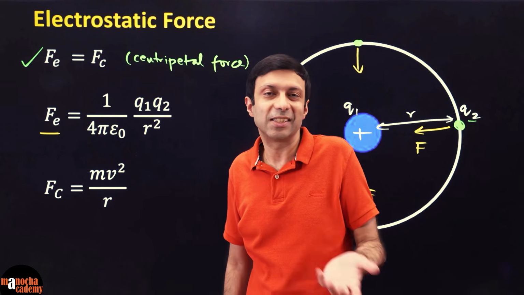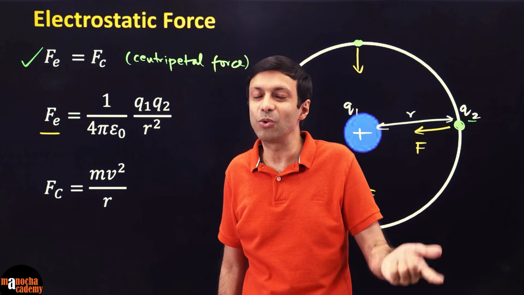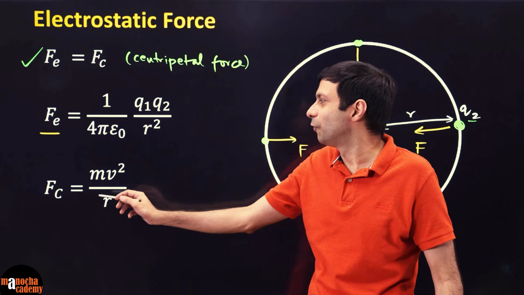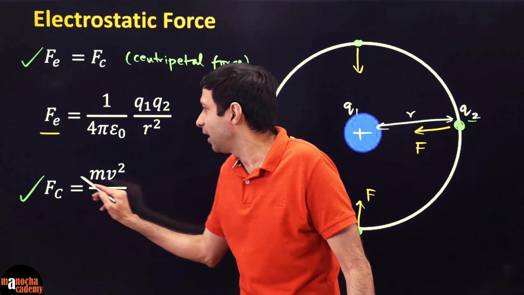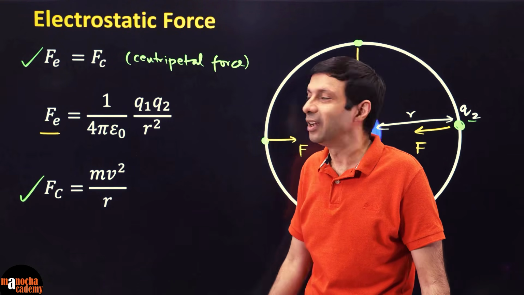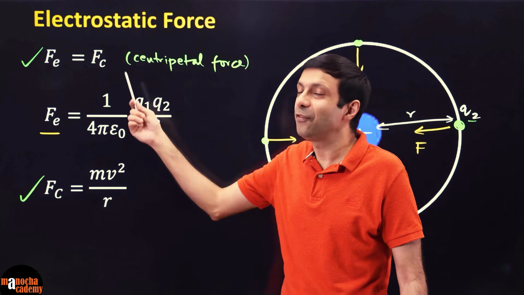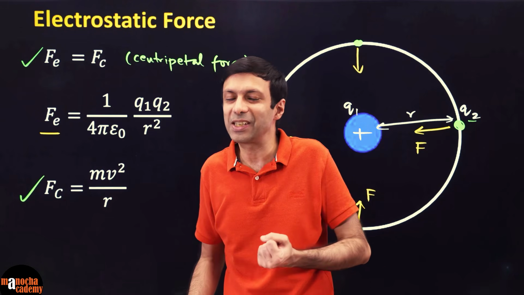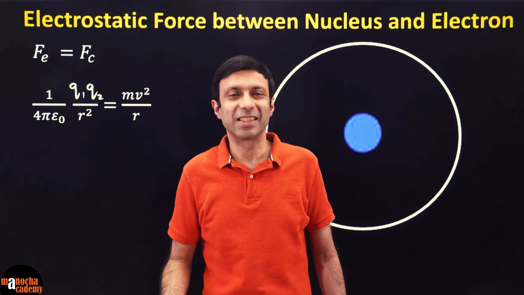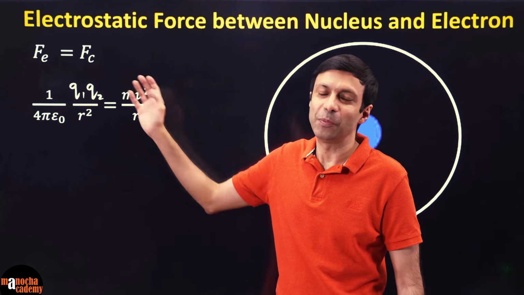And from physics, we know the centripetal force formula. If a particle of mass m is going around in a circle of radius r with a velocity v, the centripetal force Fc is given by mv square by r. So we can equate these terms, because this is the electrostatic force formula, this is the centripetal force formula, and we know that they're going to be equal because, as we discussed, the electrostatic force between the nucleus and the electron equals the centripetal force.